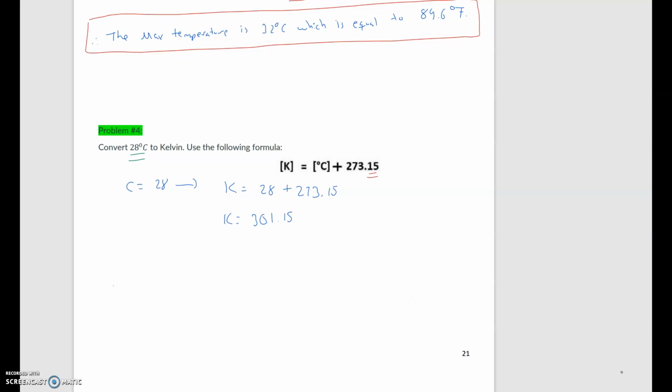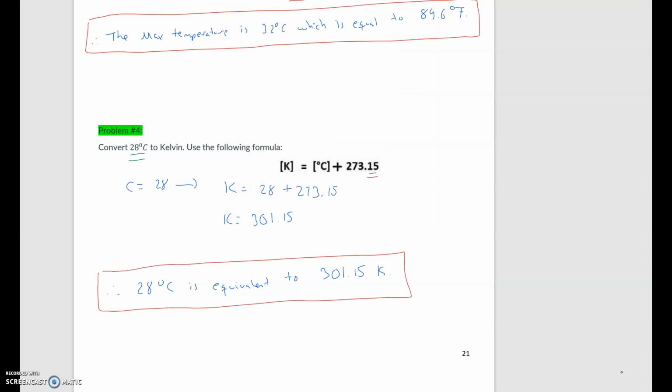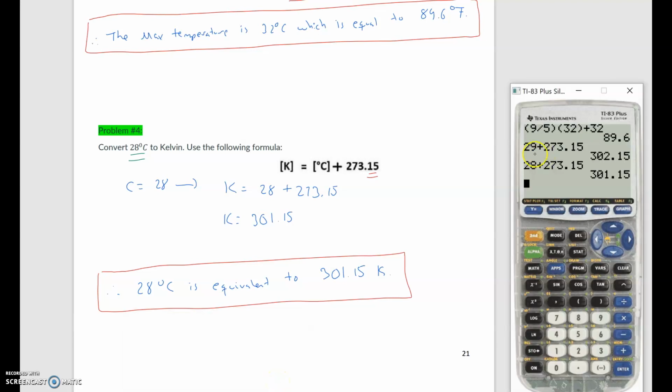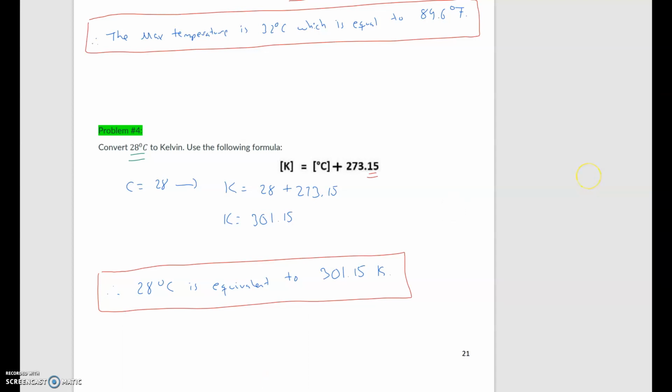And let me just express it that 28 degrees Celsius is equivalent to, in this case, 301.15 Kelvin. Now, in terms of the notation, we don't use the degree symbol for Kelvin. We would have left it as 301.15. And let me check it again. I typed it in wrong. I typed in 29 and it's supposed to be 28. So 301.15. And for the measurement, we don't put the degree symbol here.